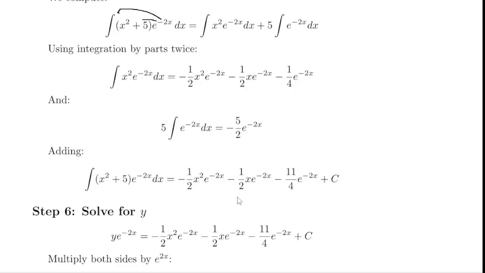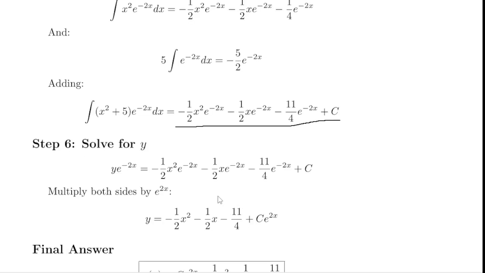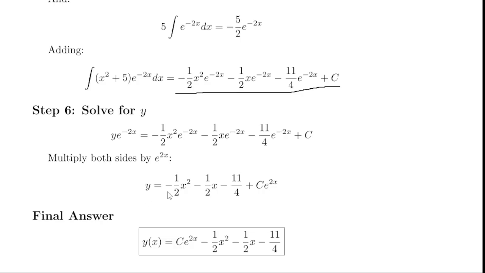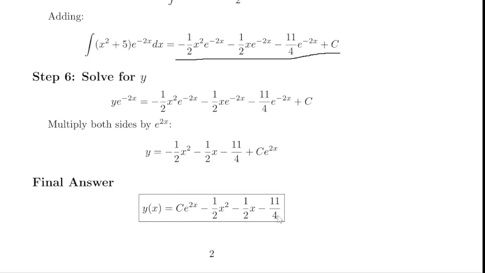So this is what happens when we combine both of the integrals. And then we're going to plug it into the right side of the equation. So remember, on the left side we had y e to the negative 2x, and we want to solve for y. So we need to multiply both sides by e to the 2x and get this as our final answer.